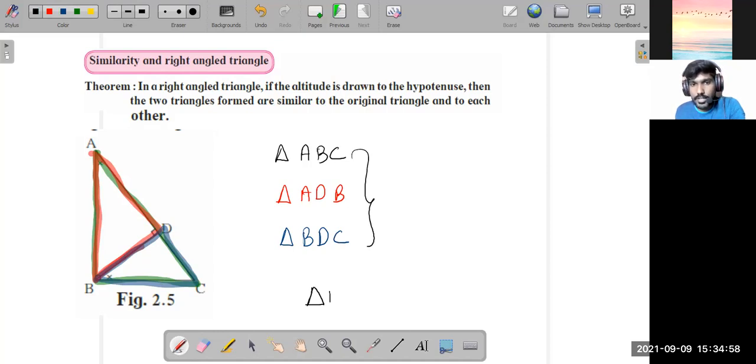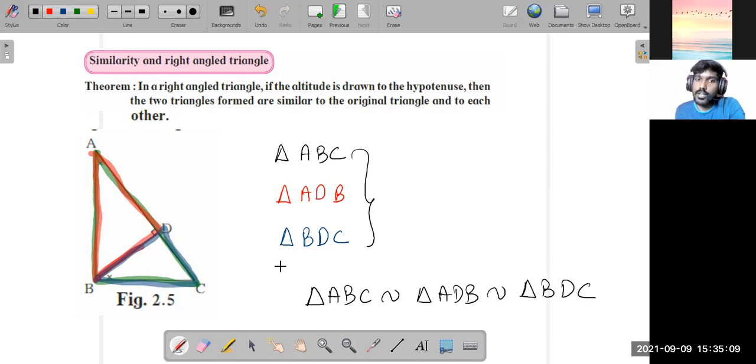other. Okay, triangle ABC will be similar to triangle ADB, and this will be similar to triangle BDC. Okay, this is what this theorem says. Is it clear?